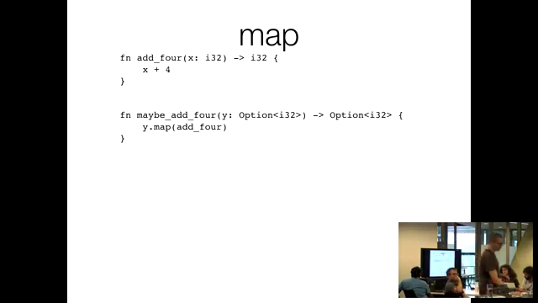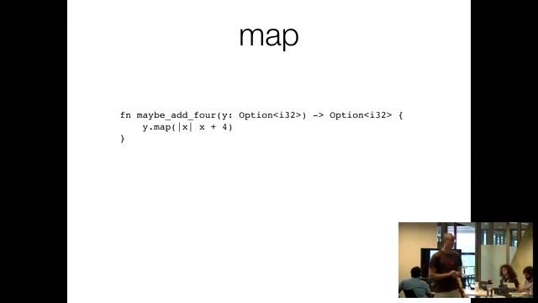Actually, it's much more common to see this closure form, where the function we're going to apply is written inline as a closure. Even if this syntax is a little funky, if you're coming from C, it should be clear what's going on here. X is what we've got in our option, if we indeed have anything at all, and then we're going to return x plus 4.